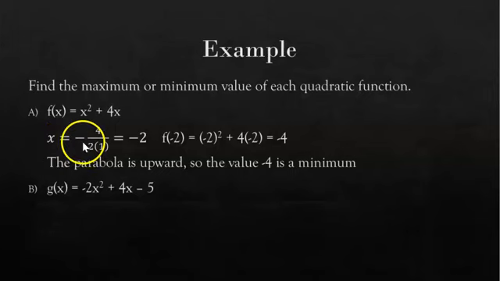In A, I did negative b over 2 times a, and I got negative 2. That's the x value. But now I have to take that and plug it into my function to get the y value. The y value is negative 4. So the parabola is upward, so negative 4 is a minimum value. Okay, and it happens when x is negative 2. So I would encourage you to pause the video, try B on your own, and then hit play to see the answer.